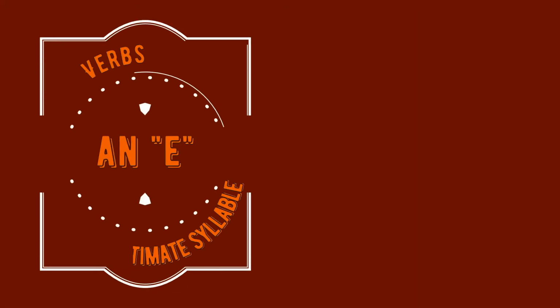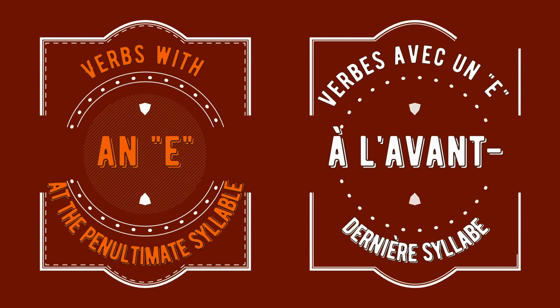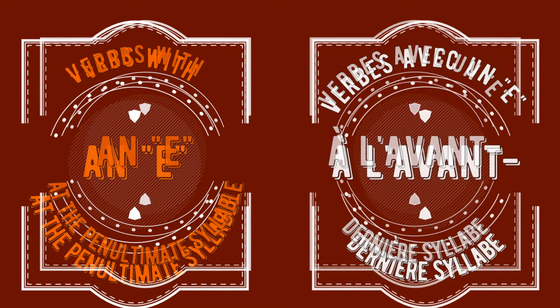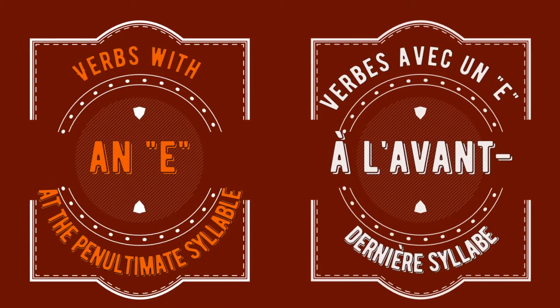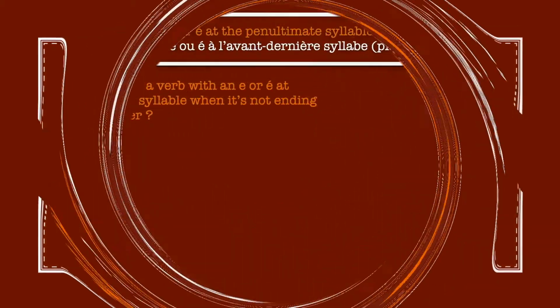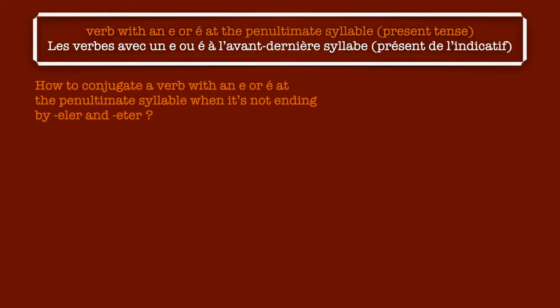The last part you are going to learn today is when there is an e at the penultimate syllable. Next you will have a summary that will be really helpful to see all the rules we have seen today. First, we have seen in the previous part the eller and etter verbs, where in fact the first e is at the penultimate syllable, but what we are going to see now is not referring to the eller and etter ending verbs. Anyway, how do we conjugate those verbs? That's the question we are going to answer.